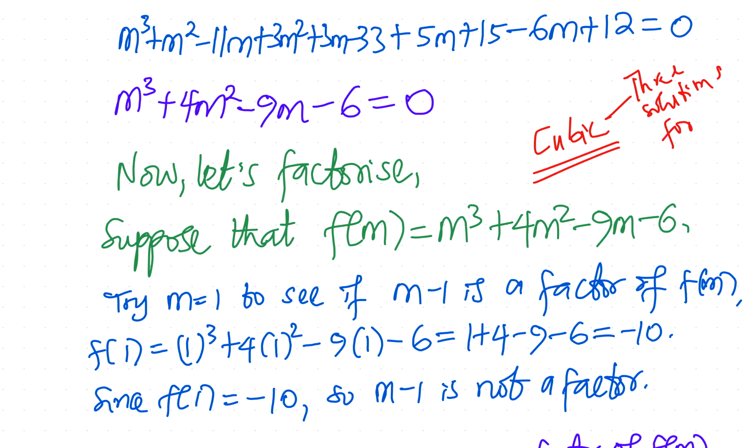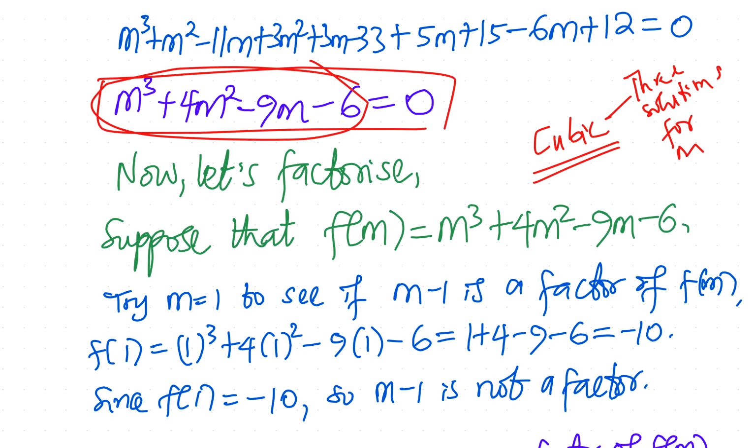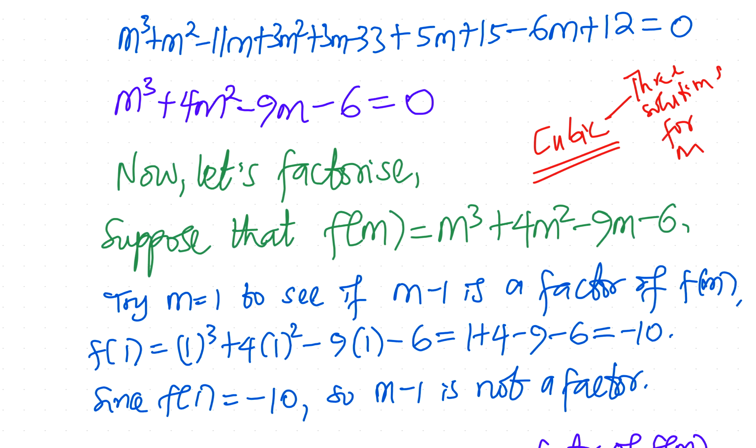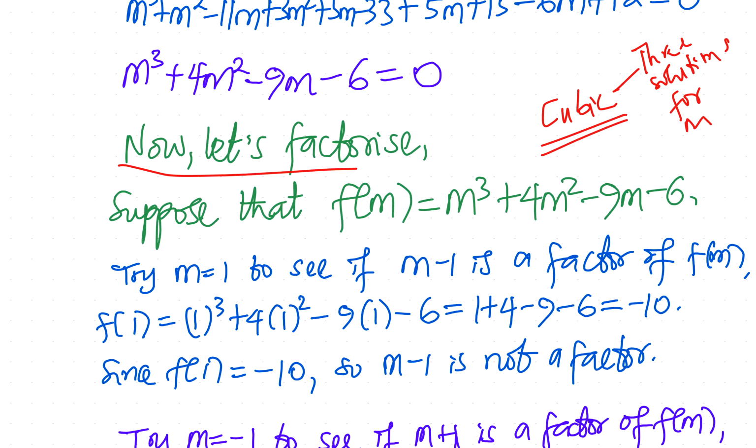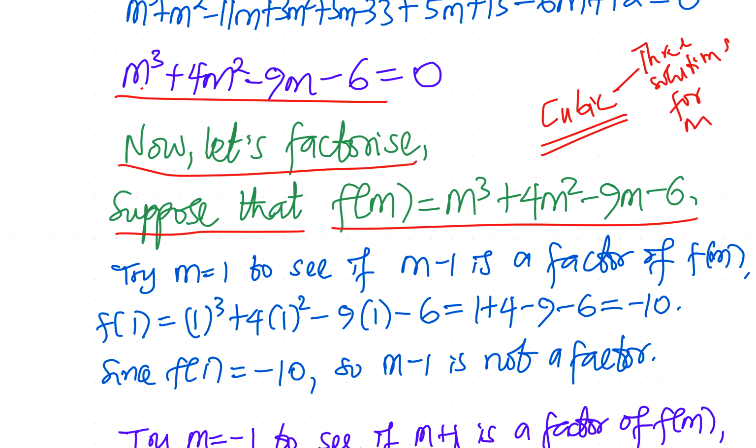But then we don't know the factors, so we need to find the factors of this: m cubed plus 4m squared minus 9m minus 6. That's the challenge now. But there's no hard and fast rule to find it, so you have to do some kind of trial and error. Now, how do we do that? We need to factorize this, right? So suppose that f of m is equal to m cubed plus 4m squared minus 9m minus 6. I'm giving it a name so we can try some things out. So I have to go by trial and error to see what the factors are.